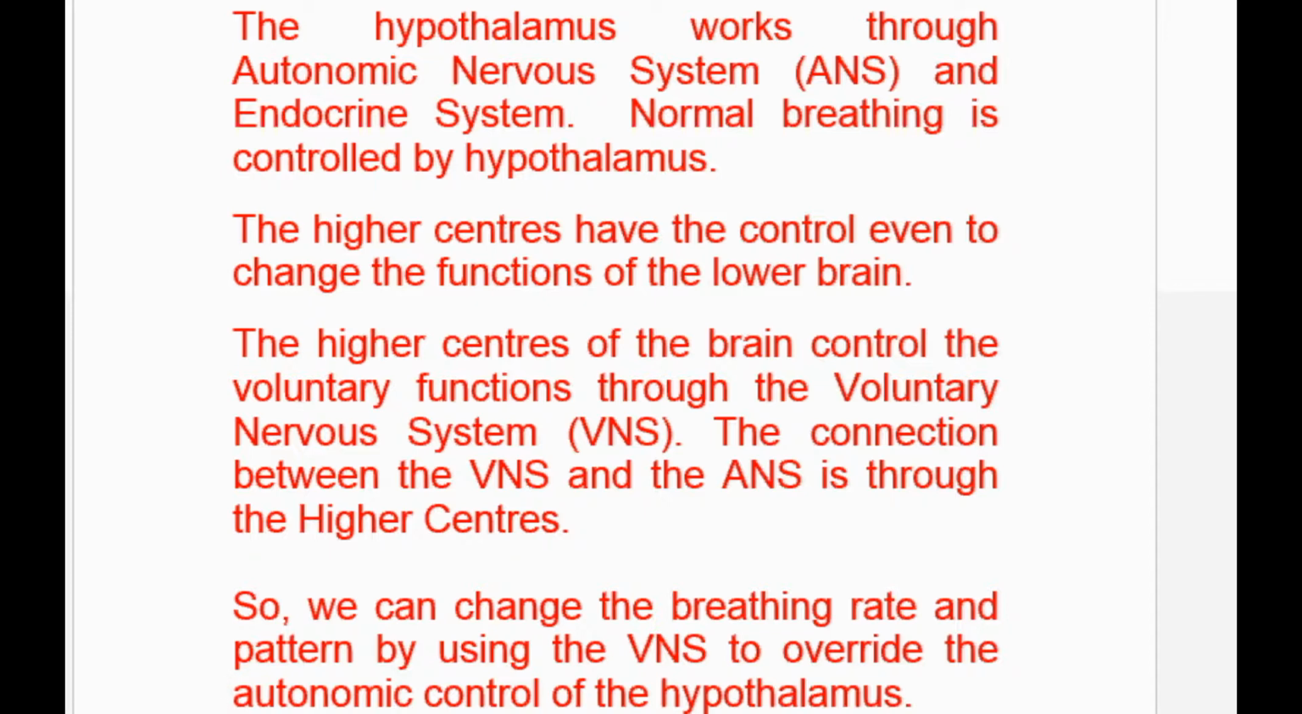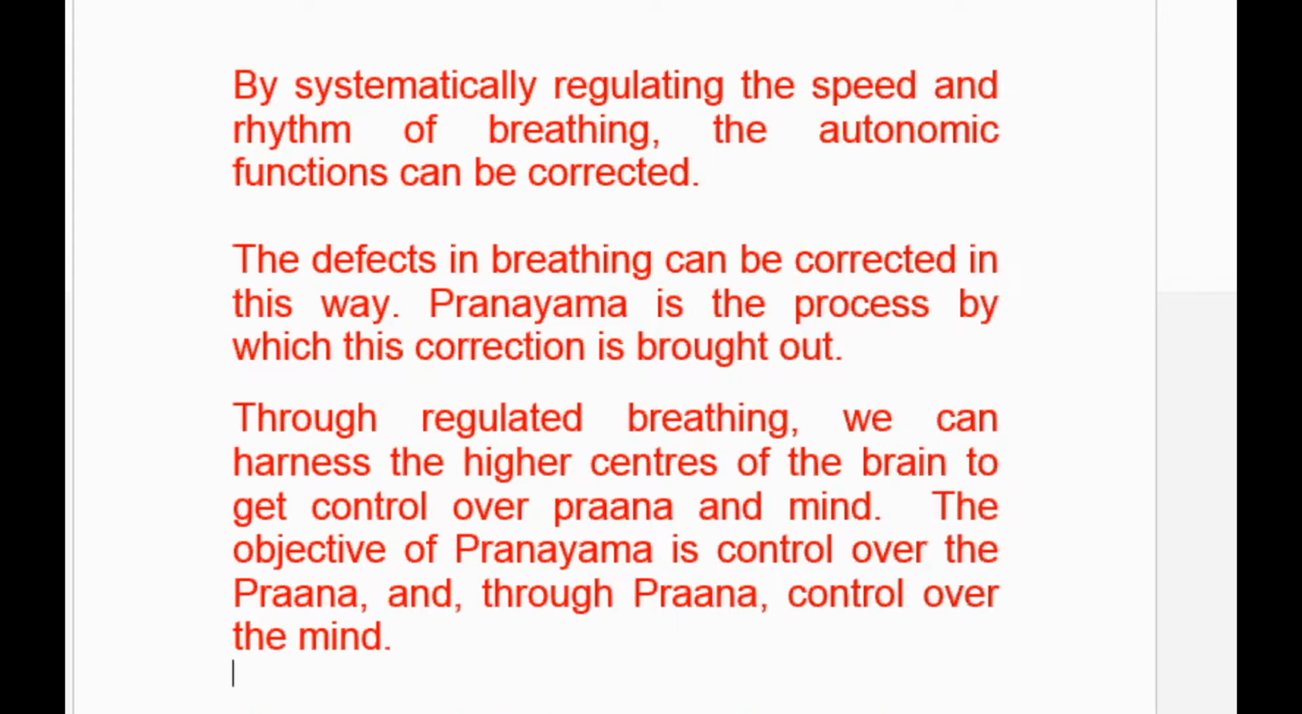The connection between the VNS and the ANS is through the higher centers. So, we can change the breathing rate and pattern by using the VNS to override the autonomic control of the hypothalamus. By systematically regulating the speed and rhythm of breathing, the autonomic functions can be corrected. The defects in breathing can be corrected in this way. Pranayama is the process by which this correction is brought out.